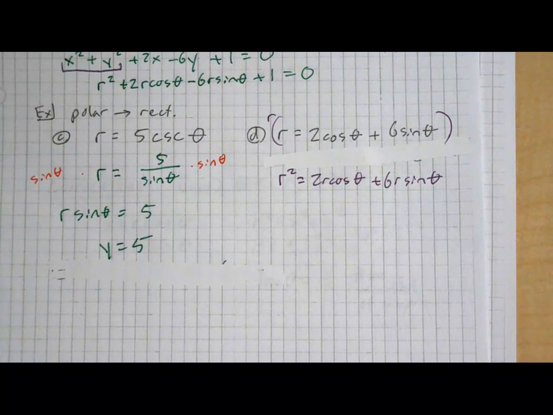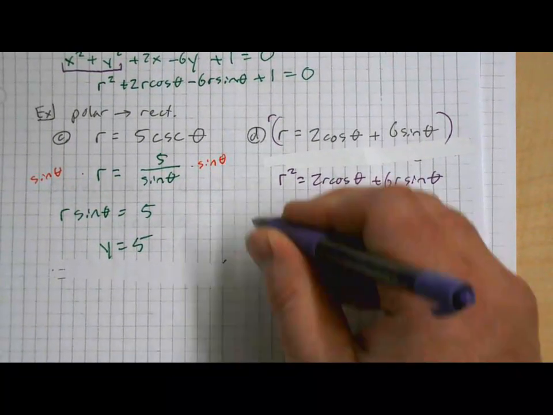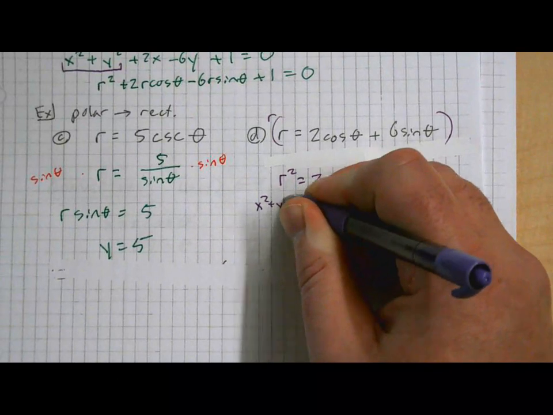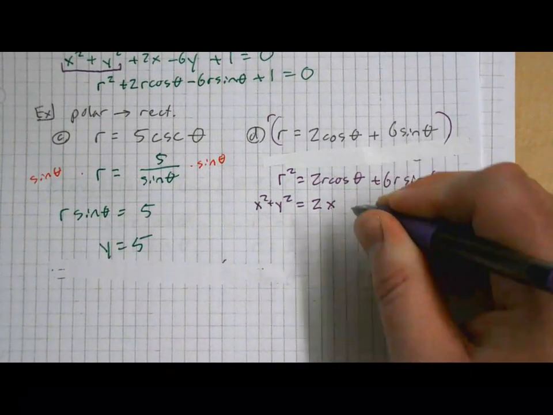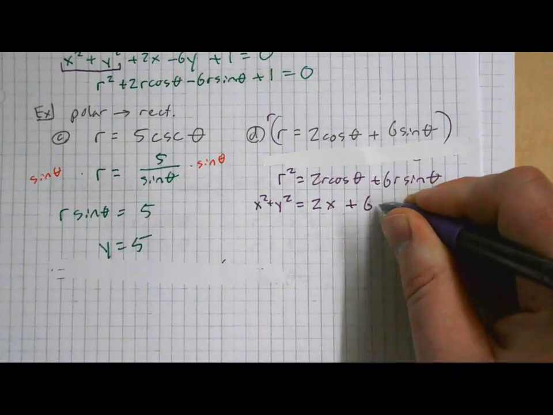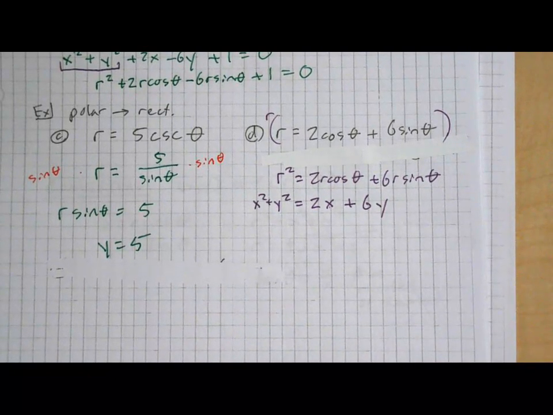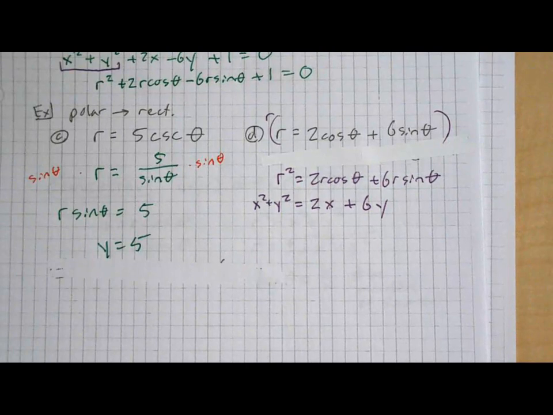Now that's convenient because r squared is x squared plus y squared, and r cosine is x, and r sine is y. Now that right there is going to get you most of the points on this problem on the test. There's going to be one just like this on the test. Would you like to see how to get the rest of them? Yeah. Yep. All right, let me show you.